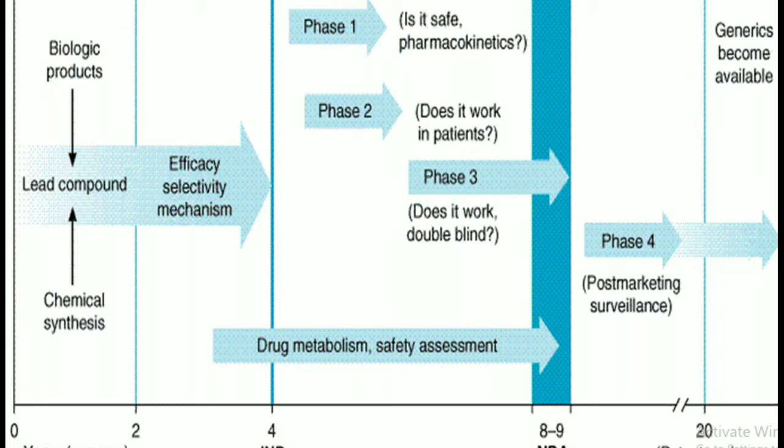And after the positive results of animal testing, we move further to clinical trials. In clinical trials, there are different phases: phase 1, phase 2, phase 3, and phase 4. In phase 1, we check its pharmacokinetic properties, that the drug is safe or not. In phase 2, we check whether it is working on patients or not. In phase 3, we perform double blind tests. In phase 4, it is post-marketing surveillance. Post-marketing surveillance means when the drug comes to market, we still need to collect some data.